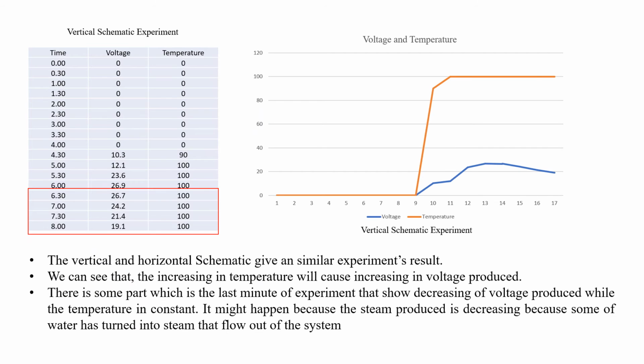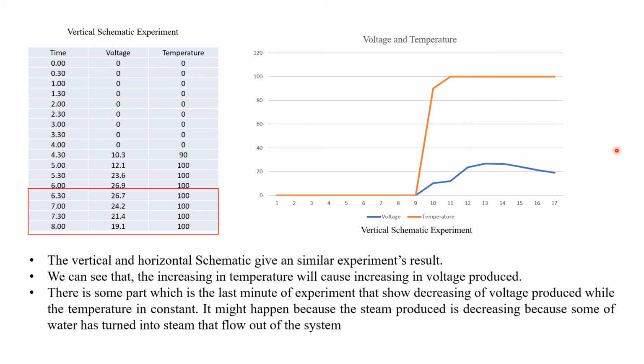The conclusion that we made in the previous slide has been proved using this experimental result. This is the vertical schematic experiment. Since the vertical and horizontal schematics give similar experiment results, we only use the experiment of the vertical schematic to prove the conclusion that we have made before. We can see that the increase in temperature, the orange line, will cause an increase in the voltage produced by the turbine also.